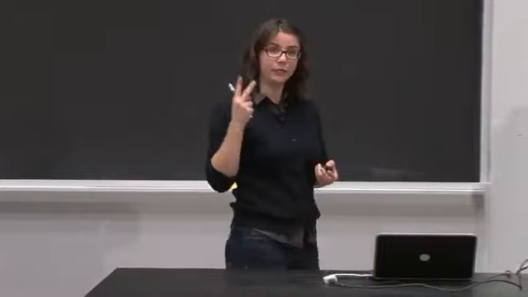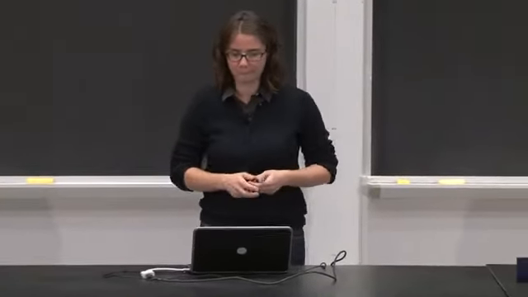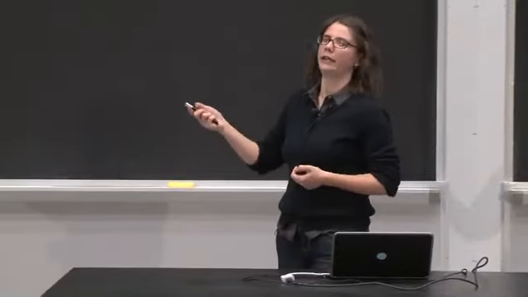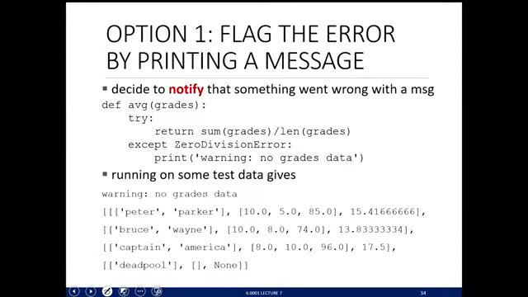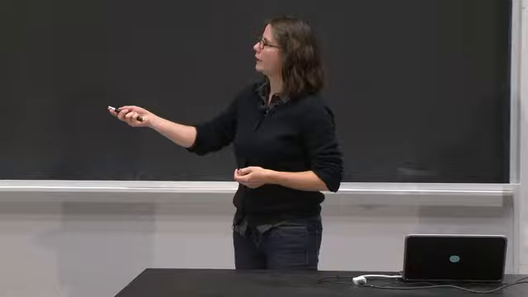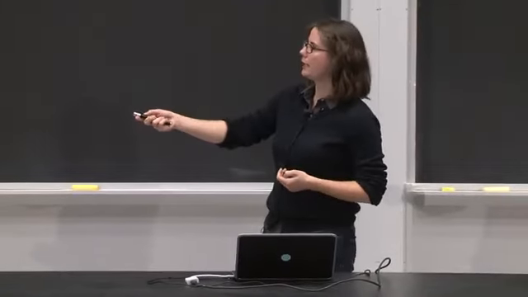So what can we do? Two options here. One is we can just flag the error and print the message. Here, there's a new average function, an improved one, that's going to try to do the exact same line as the previous one. And it's going to catch the 0 division error, and when it catches it, it's going to print this warning. And when we run it, we're going to get warning, no grades data, which is fine.